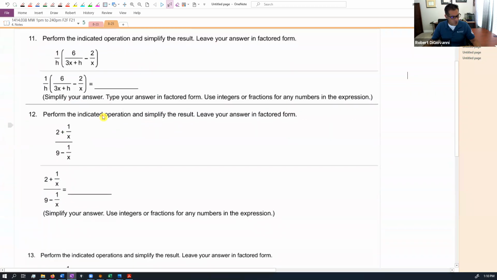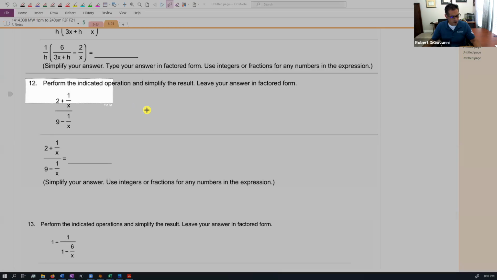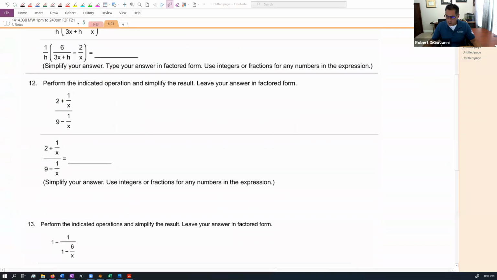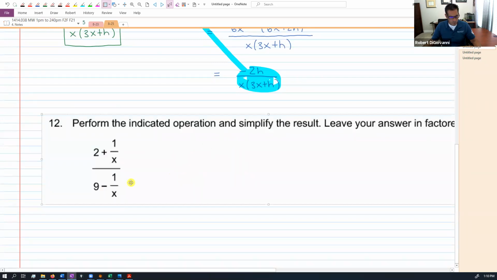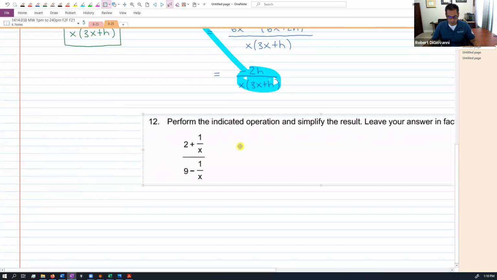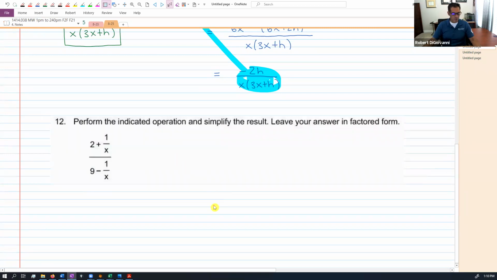All right, the next one that we want to do, number 12. There are only 2 or 3 more left in this section. Okay, this one: perform the indicated operation and simplify, leave your answer in factored form. So what you're looking at here is called a complex fraction. It's a fraction that has fractions within the fraction. So it is somewhat weird looking.